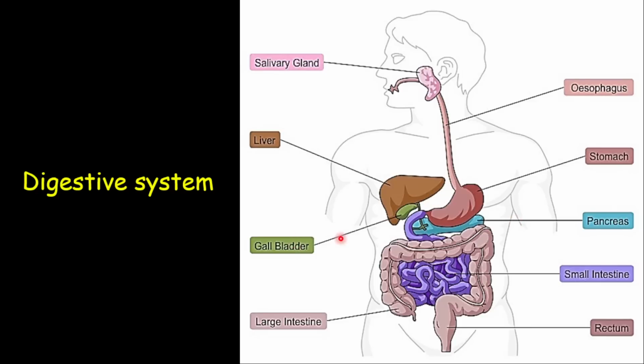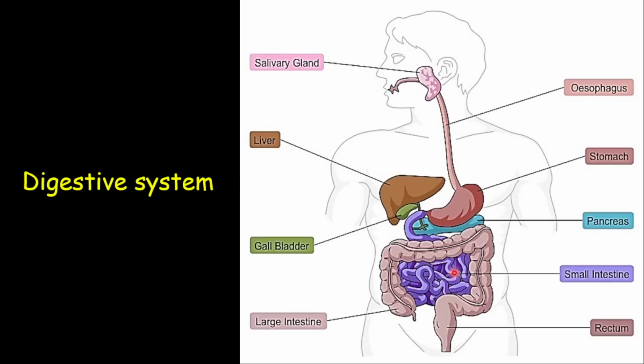We have the gallbladder. We have a liver that produces bile, and the gallbladder will store the bile. We have the large intestine. The large intestine is responsible for the production of vitamin D and reabsorption of water, and also stores undigested food in the rectum, and they release that in the form of feces.